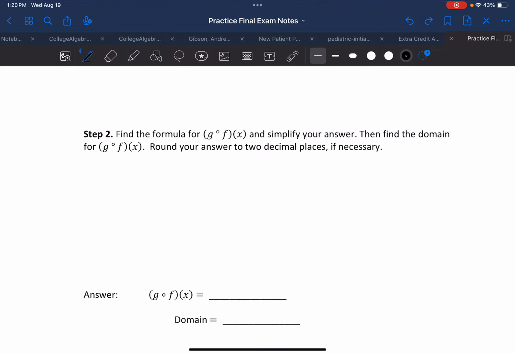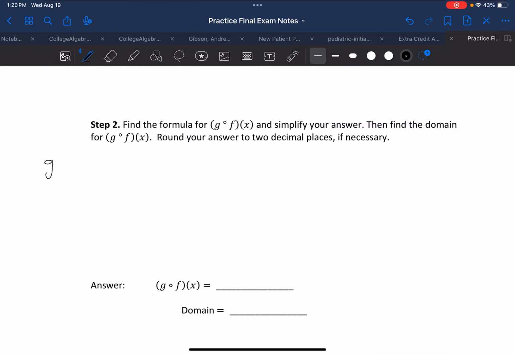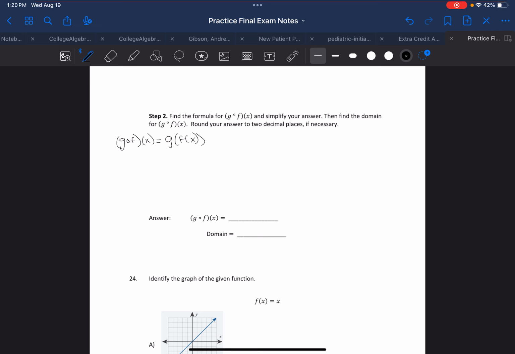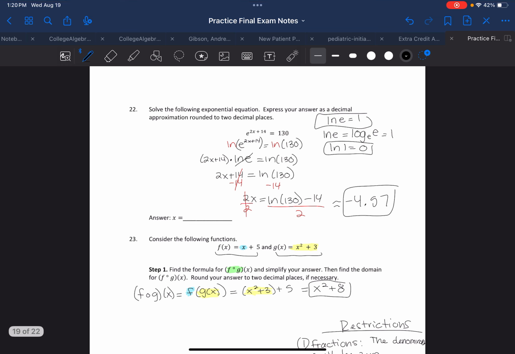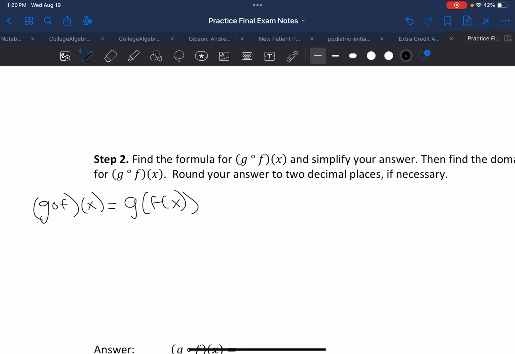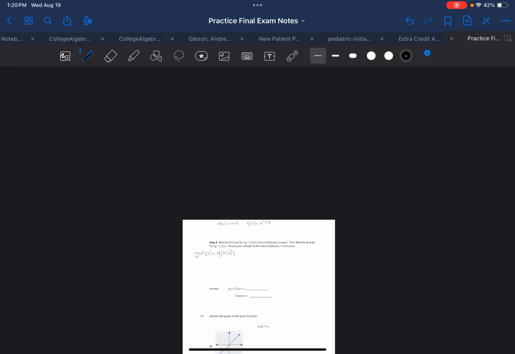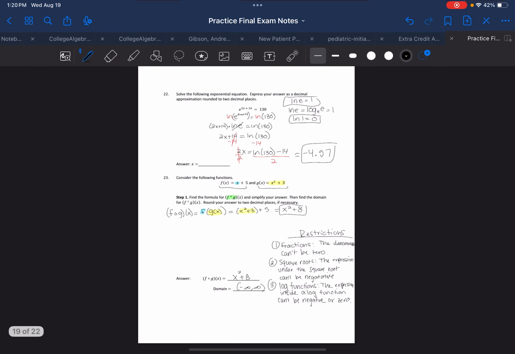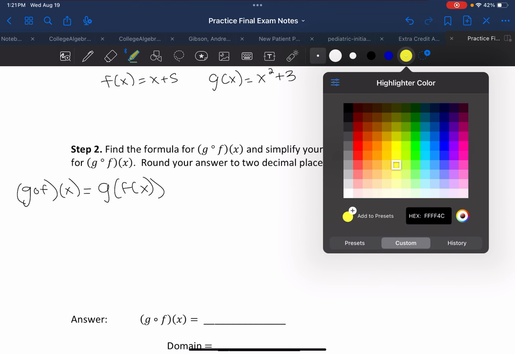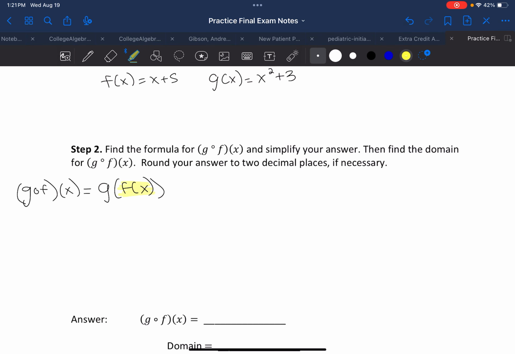Okay, step 2 wants us to find g of f. So g of f, or the composition g of f of x, is equal to g of f of x. So now let me remember those functions, rewrite them here. Okay, so here's my 2 functions. Now I am taking f and plugging it in to g.